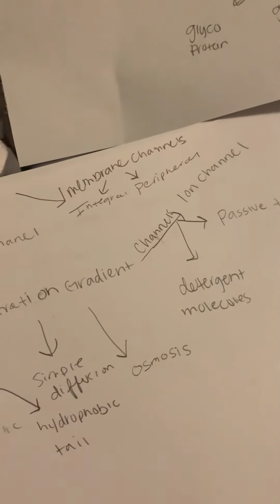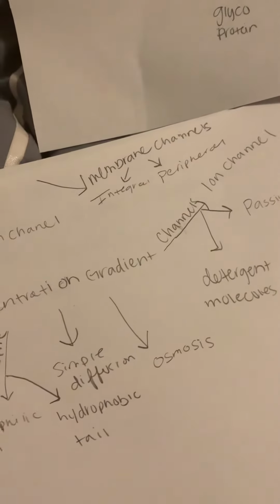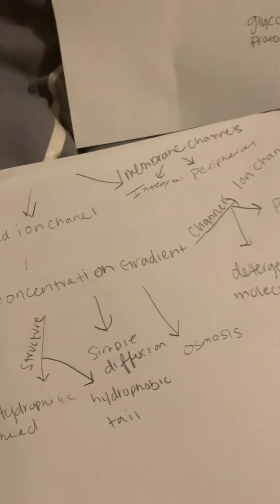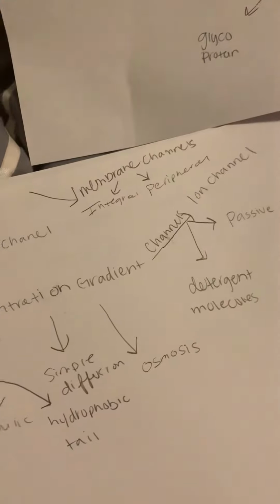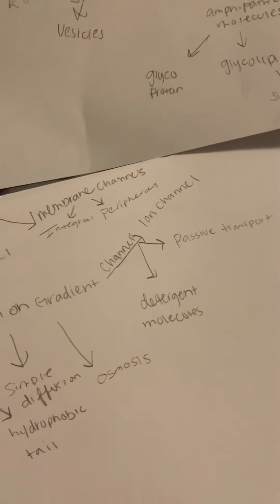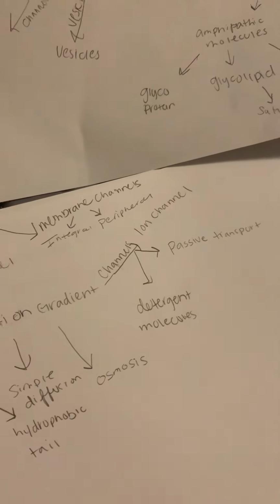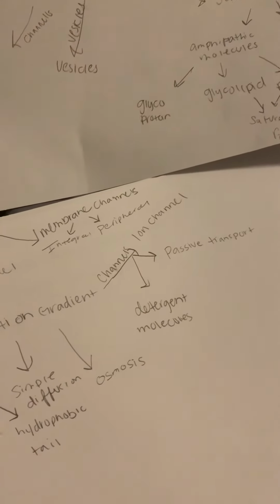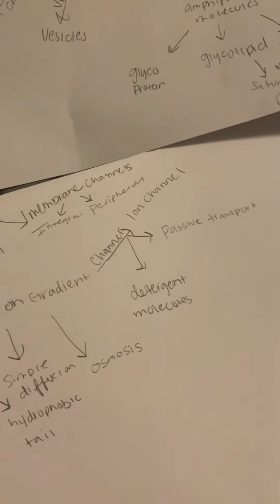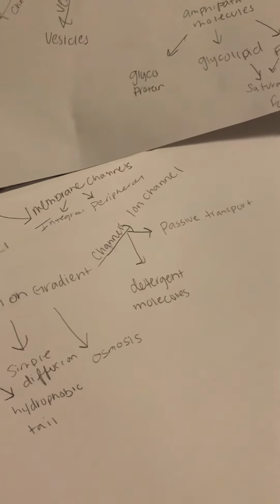In the membrane channels, we have integral and peripheral. So the integral is attached directly to the bilayer of the proteins, and the peripheral is not. And so the peripheral can come off quite easily, but the integral cannot. And so it's easier to study the proteins that are in the peripheral.